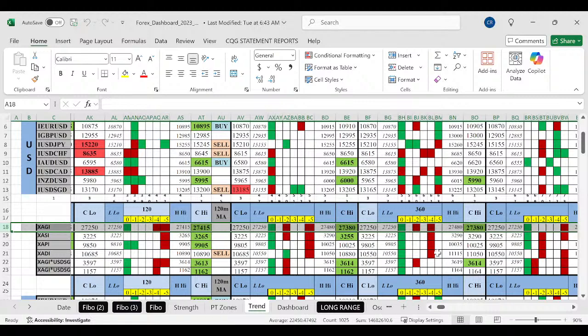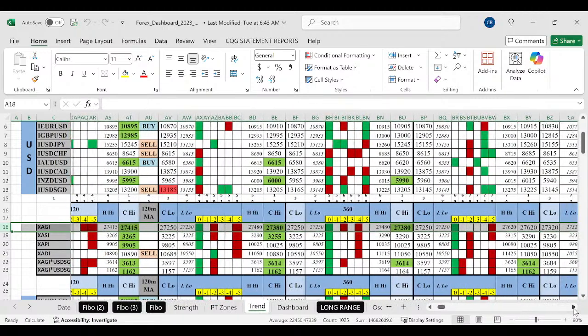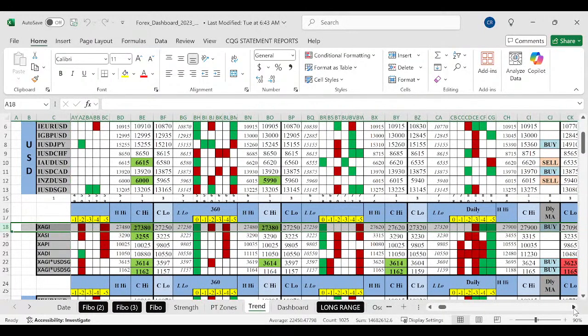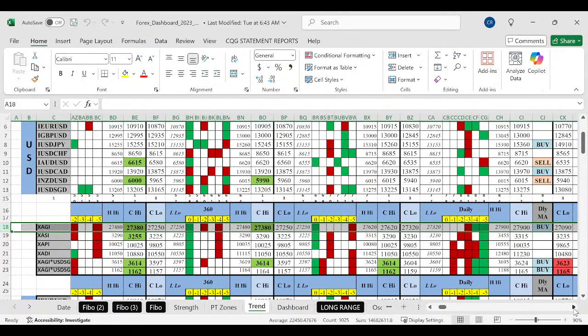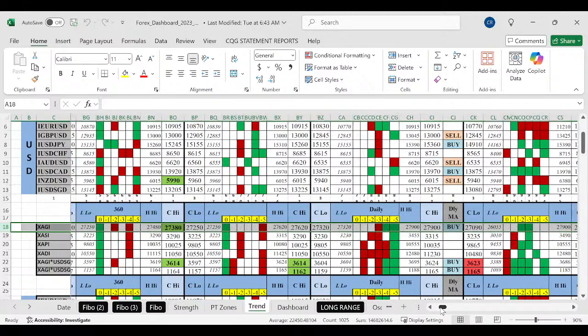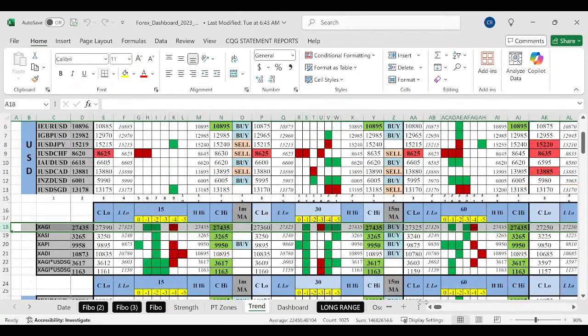Okay, and we'll see whether daily is still flat. Daily is still flat as long as it doesn't break above 2790, and weekly is also flat. So overall, I think we should be looking to buy.